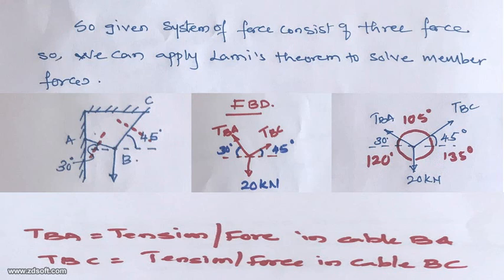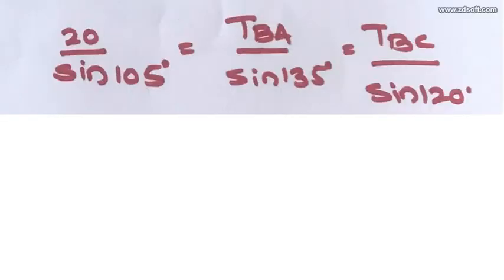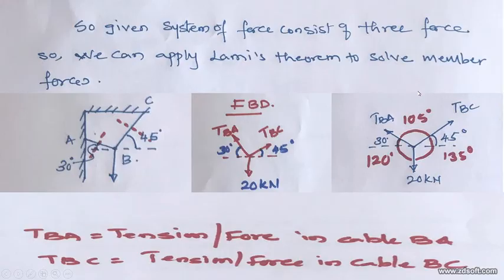Now we can use Lami's theorem to calculate TBC, that is the tension in cable BC, and the tension in cable BA. Okay, so I'll write Lami's theorem, which says that the magnitude of each force is proportional to the sine of the angle between the other two forces. We know that the angle between TBC and TBA is 105 degrees, so 20 by sine 105 equals TBA by sine 135 equals TBC by sine 120, as we have seen here.